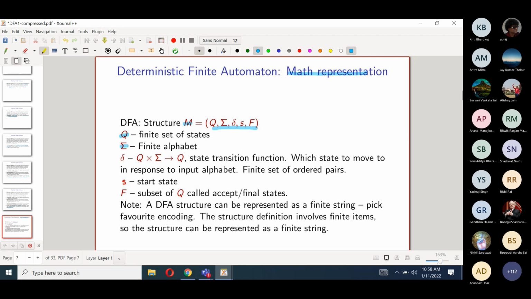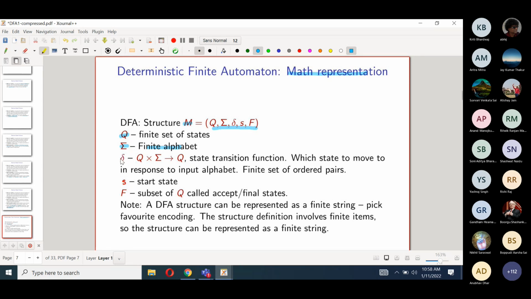Next is the alphabet, sigma. Again, it's a finite alphabet, meaning finitely many symbols in this set. And this is where the input symbols are coming from. So if you think of the input string, you can think of it as a sequence of these symbols from this alphabet sigma.